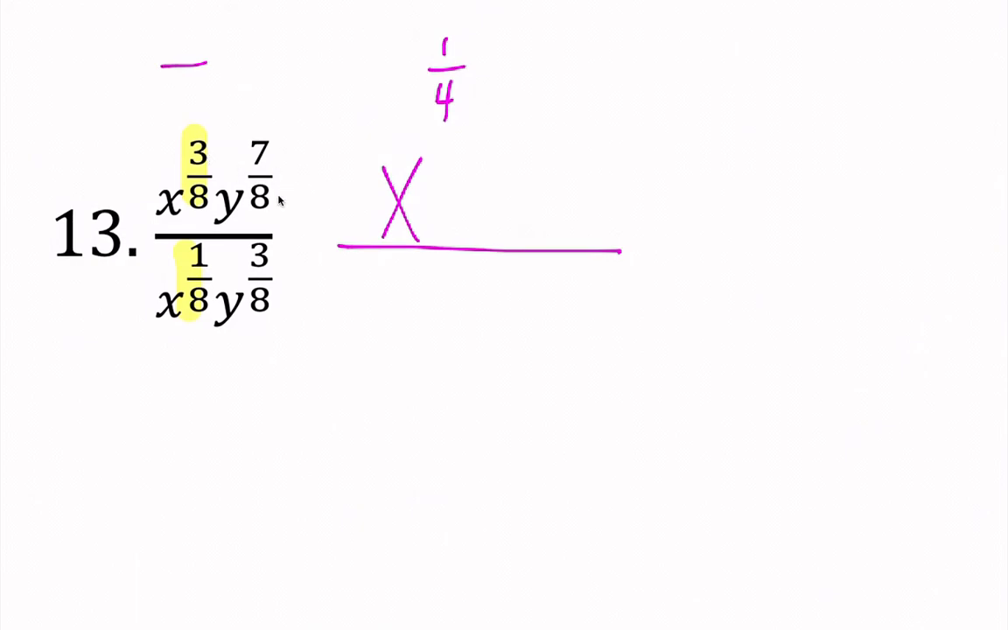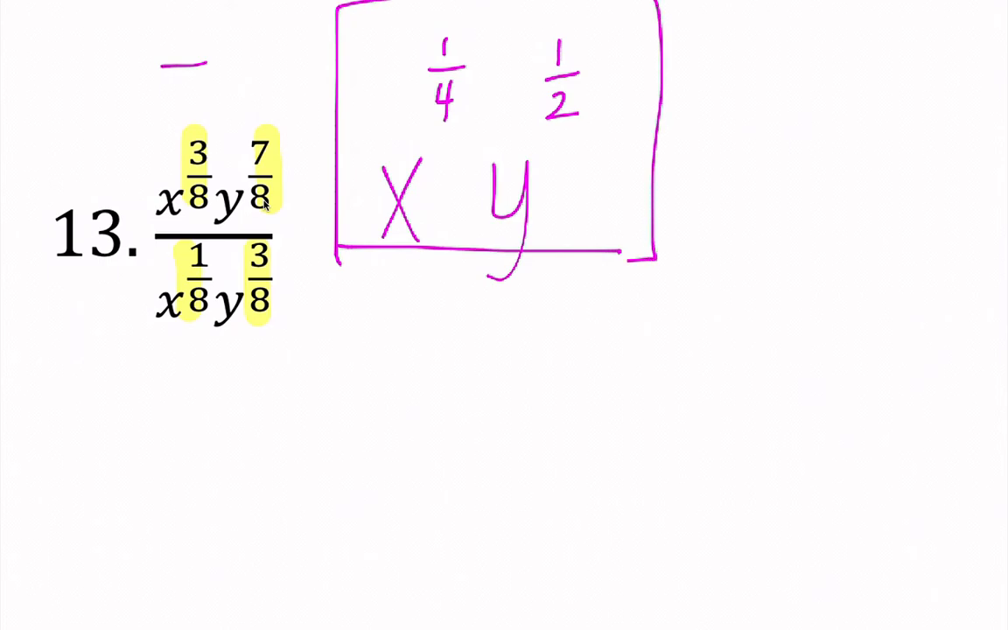Okay, I see y is on top and bottom. I know 7 over 8 is bigger than 3 over 8, so my y belongs on top. And I subtract. I take 7 over 8, subtract 3 over 8. That's going to give me 1/2. And I'm done.